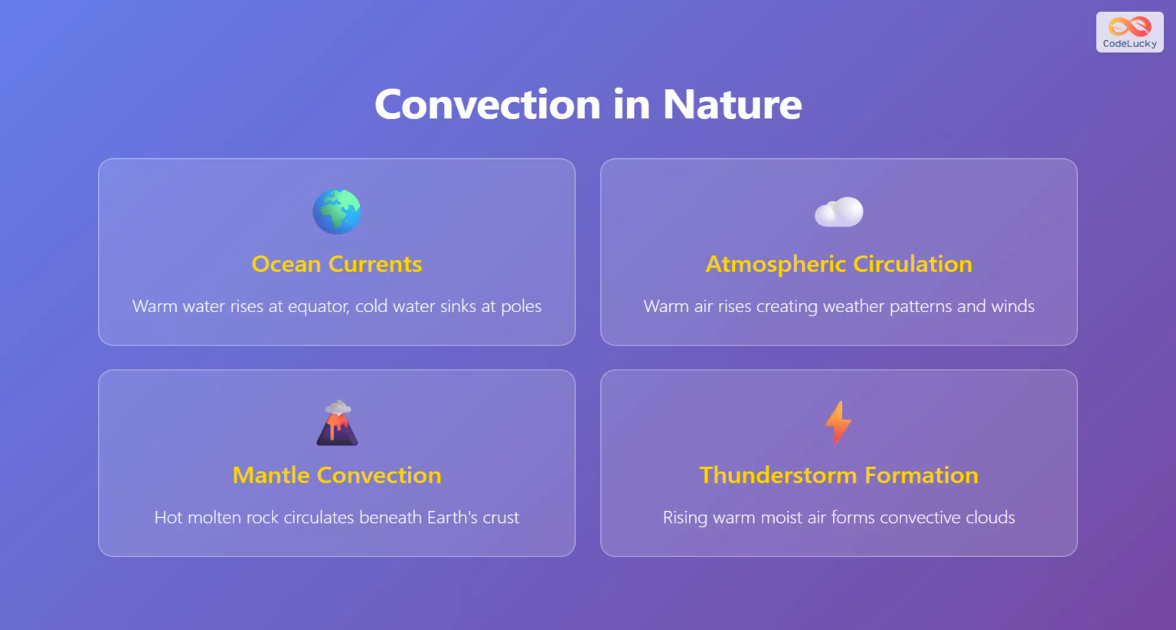Convection plays a vital role in many natural phenomena. Ocean currents form when warm water at the equator rises and moves toward the poles, while cold water from the poles sinks and moves toward the equator, creating global circulation patterns. Atmospheric circulation occurs when warm air rises, creating low-pressure areas, and cool air descends, creating weather patterns and winds. Deep within Earth, mantle convection drives plate tectonics as hot molten rock circulates beneath the crust. Thunderstorms form when rapidly rising warm, moist air creates powerful convective clouds.